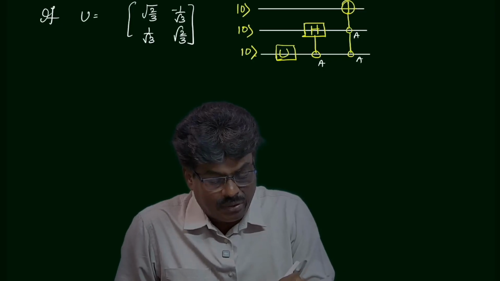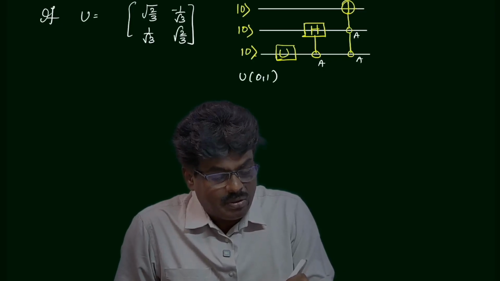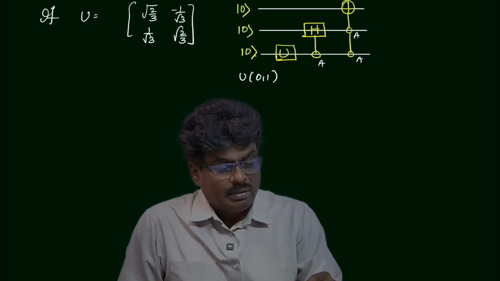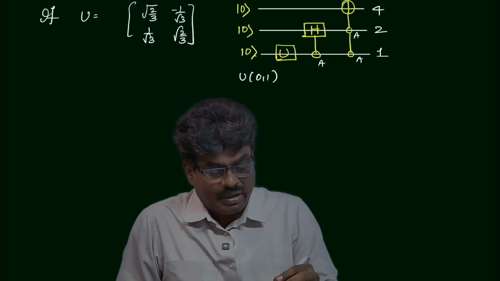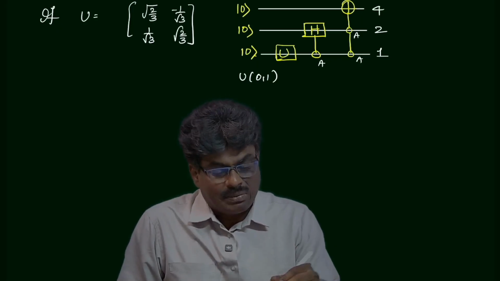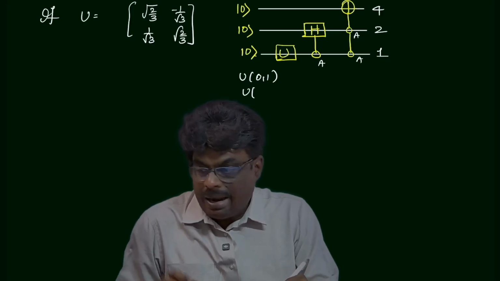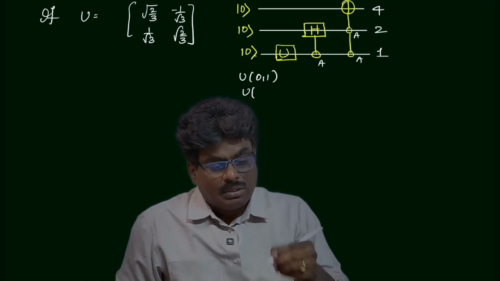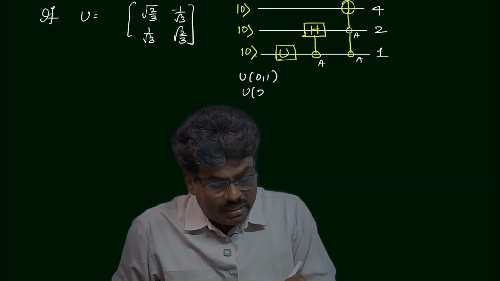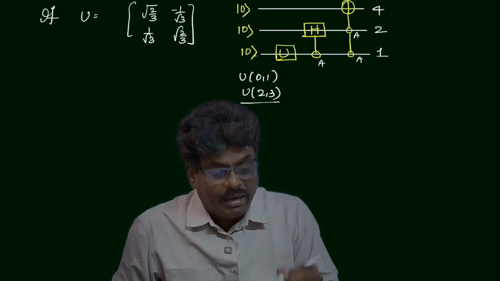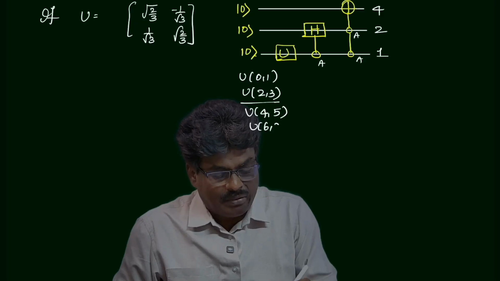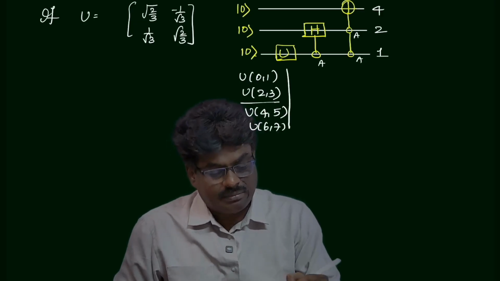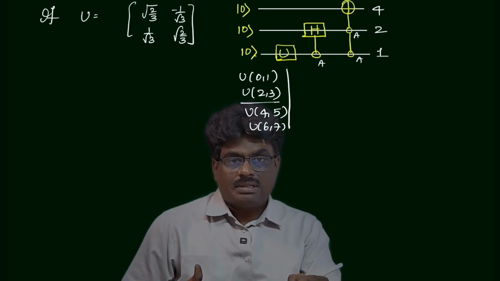Please try to follow. So u of 0... oh, I'm sorry, I have to give the decimal notation 1, 2, 4. So this is u on 1, that's why u of 0, 1. Now we have to add 2, that is 2 comma 3. And again you have to add the remaining states, that is u of 4 comma 5 and u of 6 comma 7. That's it.